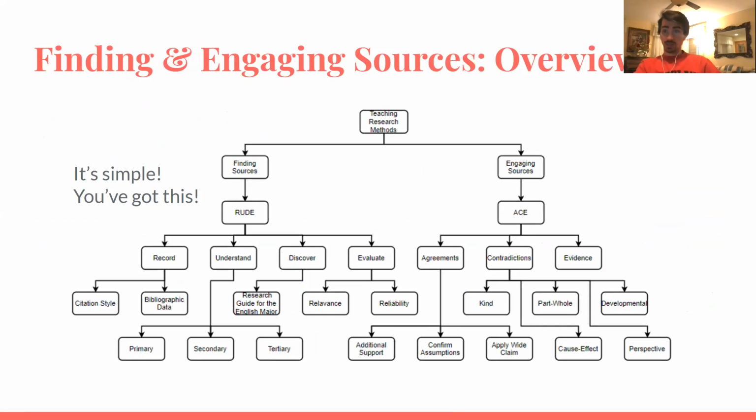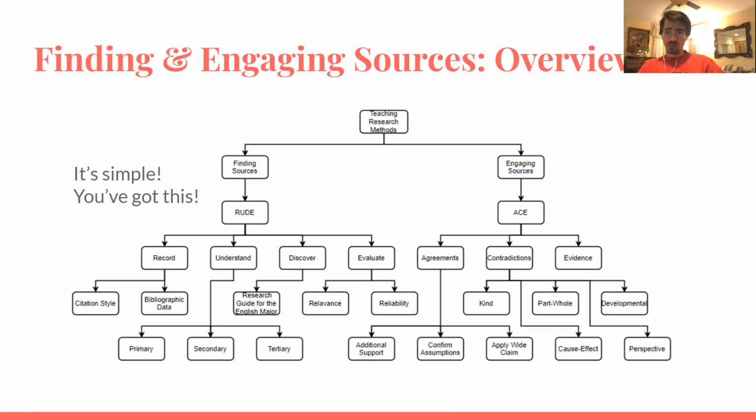And so that's everything for this presentation that I have for you. So I'll just run through it one more time. So in the research process, there are 2 major parts, and those are finding sources and engaging sources. And when you're finding sources, you can use the acronym RUDE to remember each of the steps for finding sources. And those are recording the sources, and you guys can use the OWL Purdue style guides to help you with that. Understanding your sources, just remembering the 3 kinds of sources: primary, secondary, and tertiary.